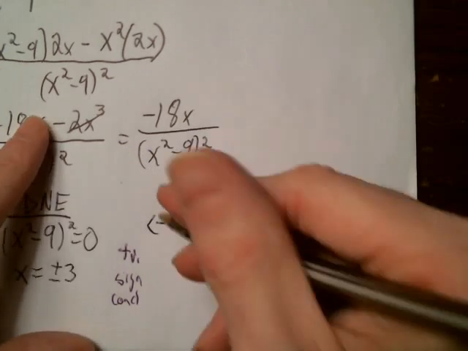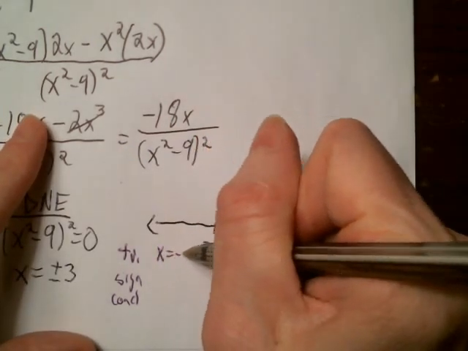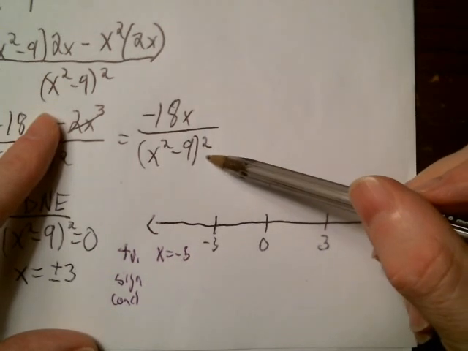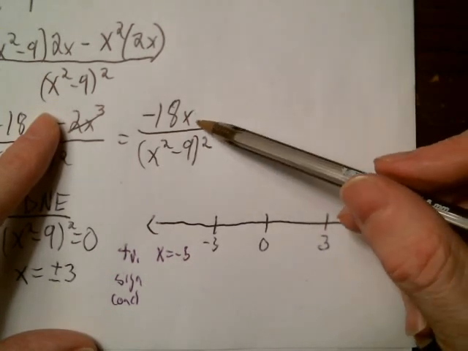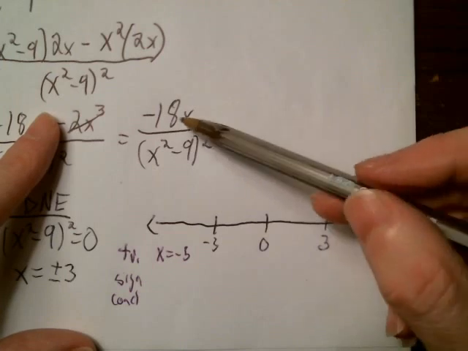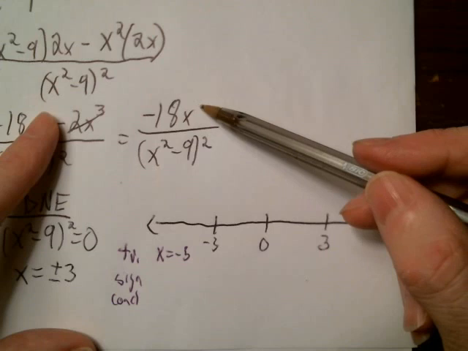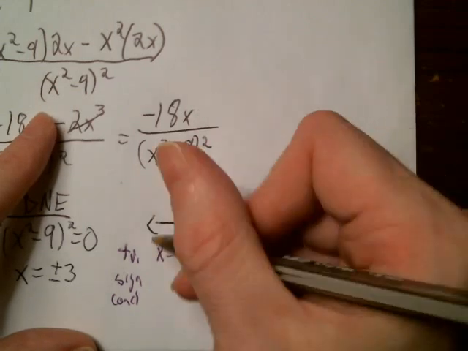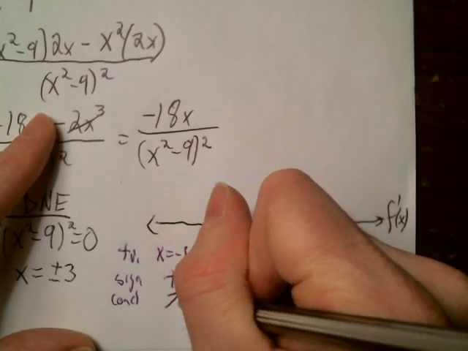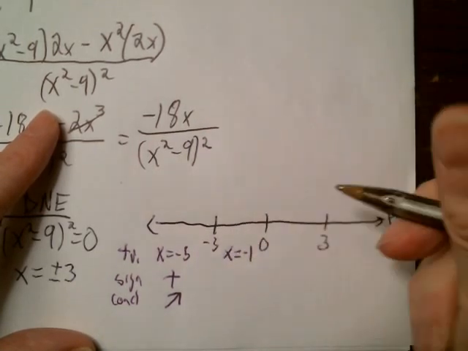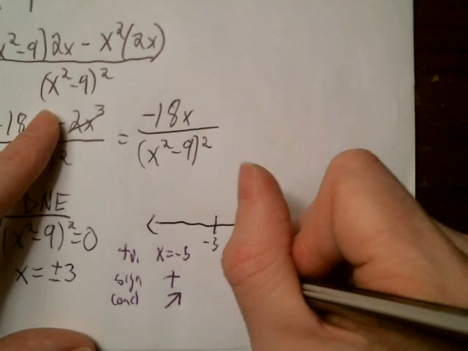So if I try x is -5, the denominator is automatically positive. So the only thing that's going to affect the sign is the numerator. -18 times -5, negative times negative is positive. It'll be a positive over positive, which is positive. So it's increasing. You try x is -1. So for the same reasons, it's going to be increasing.